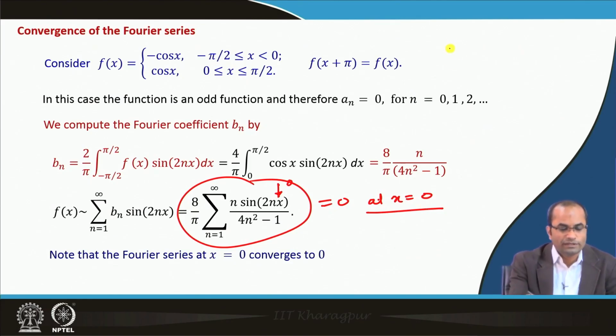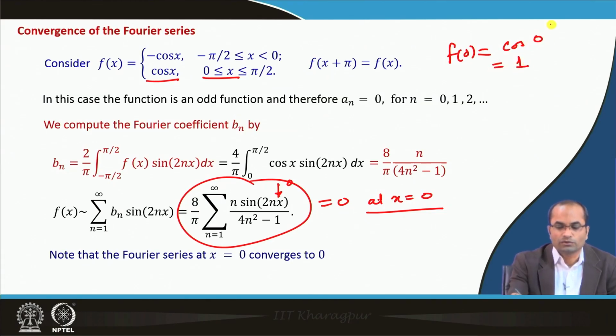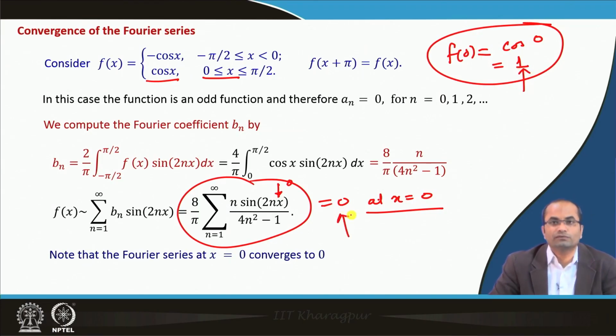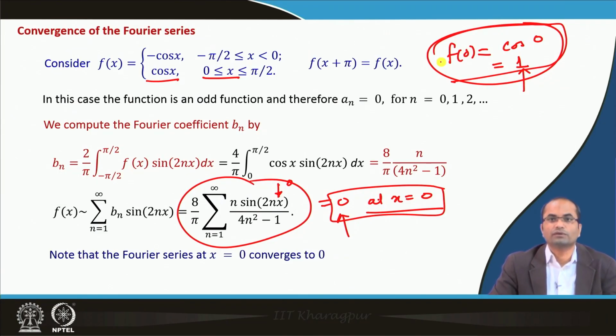However, the function value at 0 can be evaluated from here, that is cos 0, and that is going to be 1. So the function value is 1, however the series clearly converges to 0. So there are some issues which now lead us to more discussion on the convergence of the Fourier series, because in this case the series converges to 0 at x equal to 0, whereas the function value is 1 at x equal to 0. Which was also not expected because of the construction.